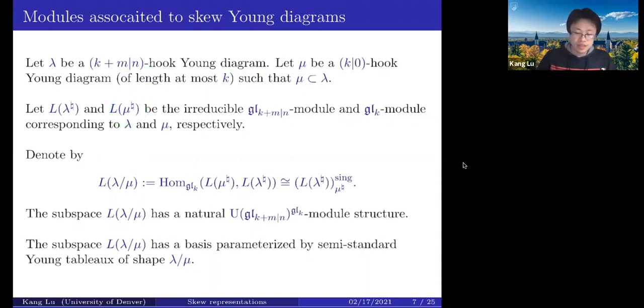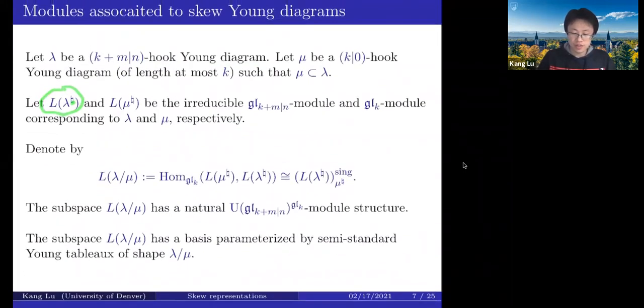So for this module, sorry, this is the module for this guy. You can consider the Levi embedding of GL_k inside of GL_{k+m}. And because of that, you can think this is actually also a module over GL_k. If this is a module over GL_k, then you can consider a subspace spanned by the following vectors. Those are the vectors that are singular, that's the highest weight vectors with respect to GL_k, and the highest weight will be mu. So you just consider all those vectors, then they span a subspace. It turns out there will be a Yangian module structure on there. That will be the skew representation we're going to discuss.